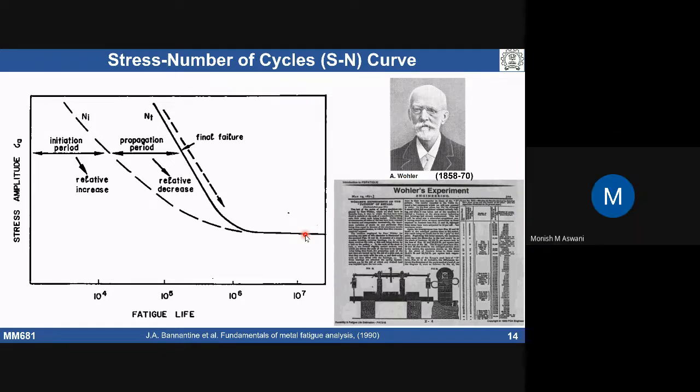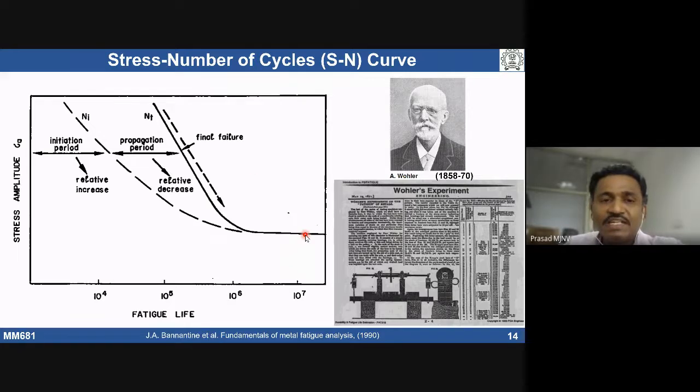Sir, is this valid for all materials? No, not entirely. It's valid in the sense that with decreasing stress amplitude, the number of cycles required for fatigue failure increases. But the shape of the curve may vary from material to material. For example, in this case, below a certain stress amplitude we see an almost constant, steady behavior, with no much change.